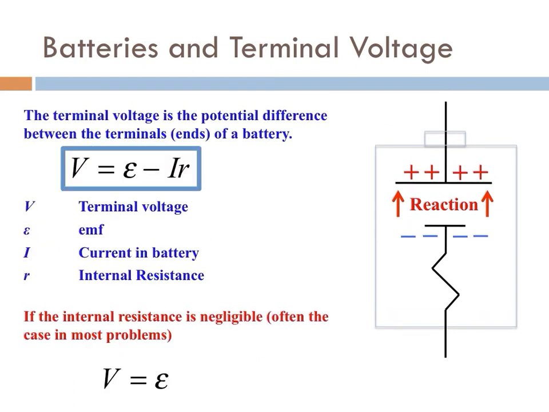Again, everything in color is important. The terminal voltage is the potential difference between the terminals or the ends of a battery. This terminal voltage, which is V, is equal to the EMF produced by the battery minus the current in the battery times the internal resistance, lowercase r. Now, for the most part, our internal resistance is negligible, which is the case in most problems, then our voltage will simply be equal to the voltage stated on the battery, also known as EMF.